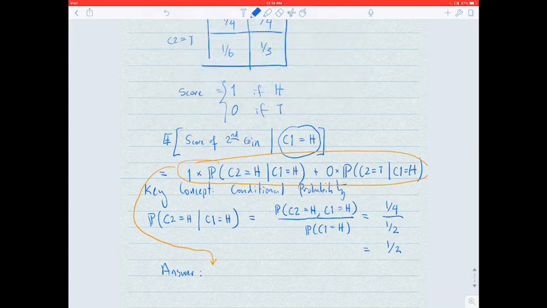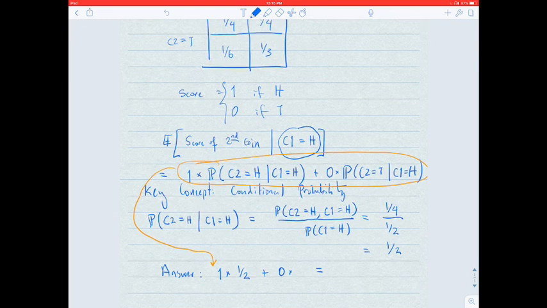So it's equal to 1 times this thing that I just computed, 1/2, plus 0 times, well, it doesn't really matter what the rest of it is. We know that, in fact, it'll still be 1/2, but it doesn't even matter because it's times 0. So the answer is 1/2, or 0.5, which is the first choice in the diagnostic quiz.